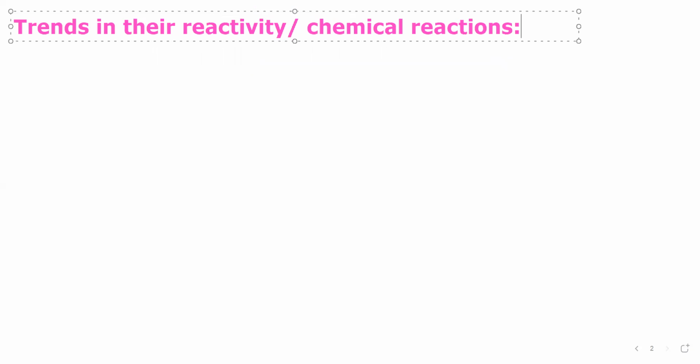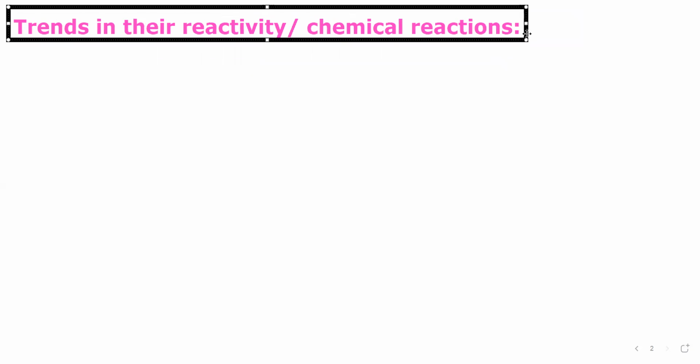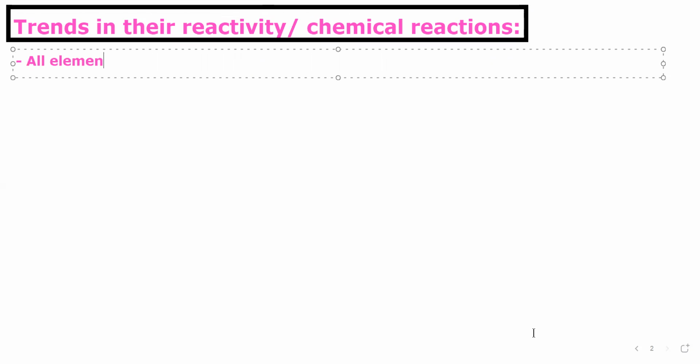Group 7. As we know, what does the group number indicate? It indicates valence electrons, right? So when I say group 7 elements, all elements of group 7 have 7 valence electrons, right? Valence means in their outermost shell.